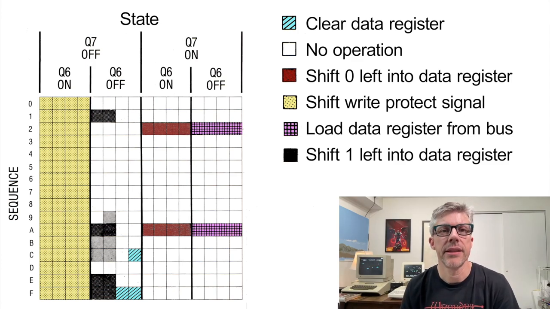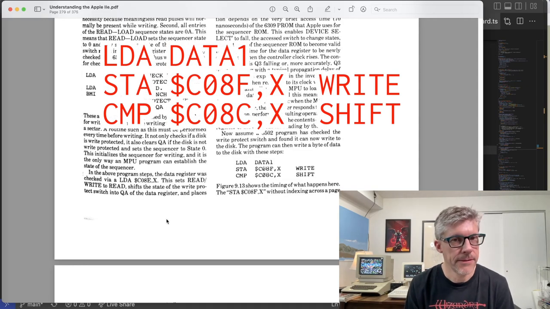Let's take a look now at the assembly language code that's actually used to write data out to the floppy. In the program on the right-hand side, we're going to write out the very first byte of data to a floppy disk. Here, we're loading our data value into the accumulator, so this would be an 8-bit value, and then we're going to start the writing process. To do that, we're going to store that accumulator value at C08F with an offset of X, and in this case, for slot 6, for example, that offset would be 60.